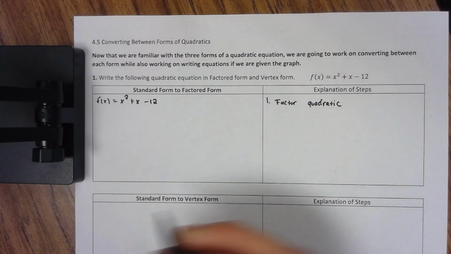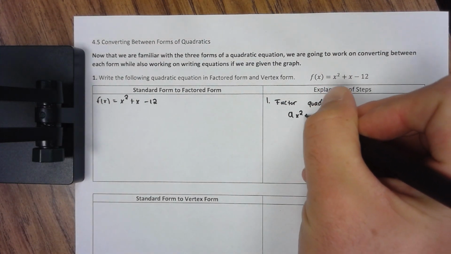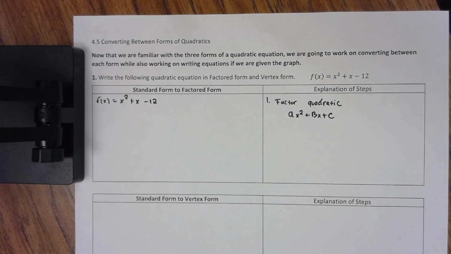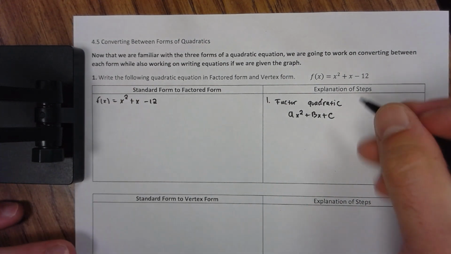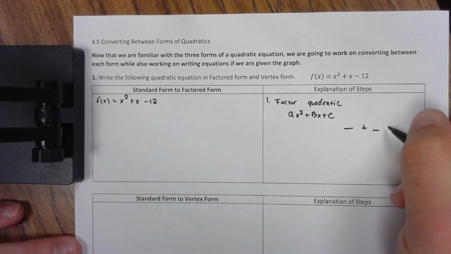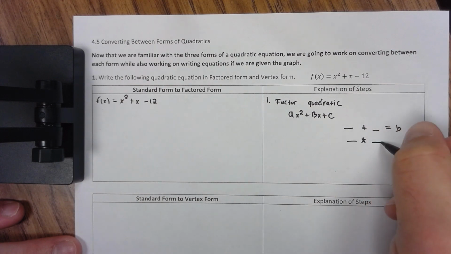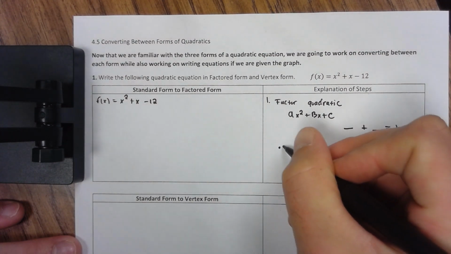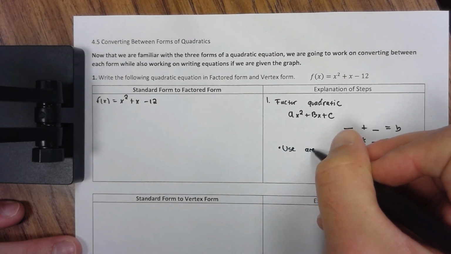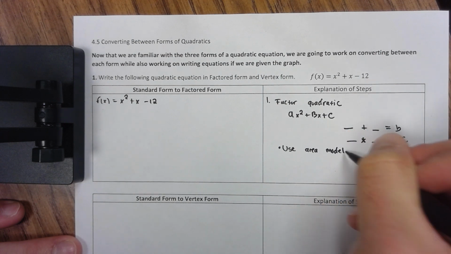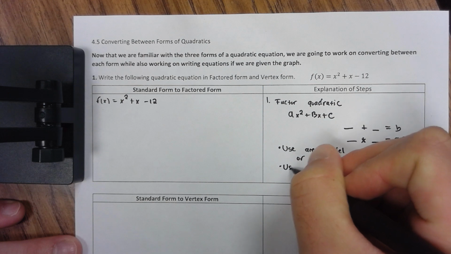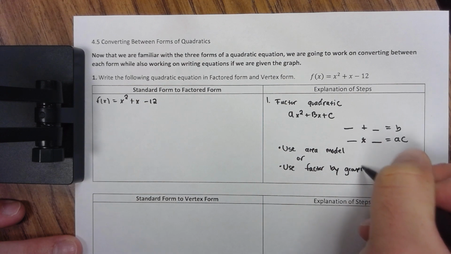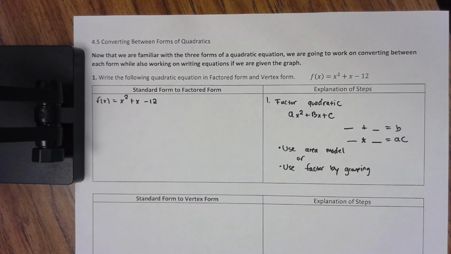Okay, just a reminder that when we're factoring, it's ax squared plus bx plus c. And I think most of us have been using boxes. I don't know that I'm going to say a specific way, but regardless, we should expect to find two numbers that add to b and multiply to a times c. And then from there, either use area model or use factor by grouping. Okay, so simply put, we're just factoring.